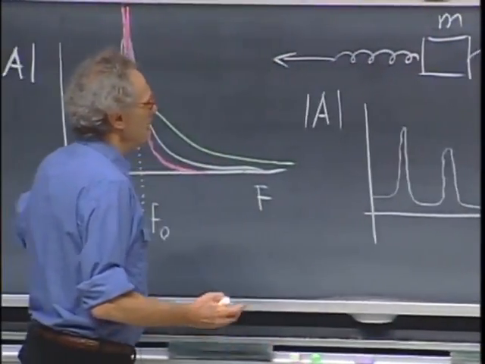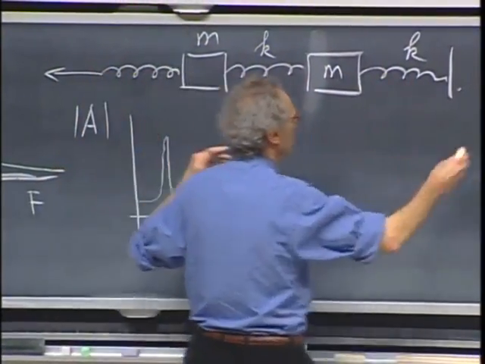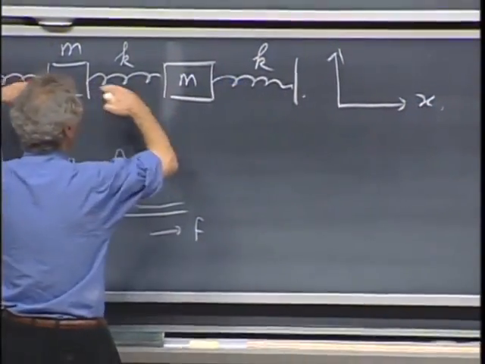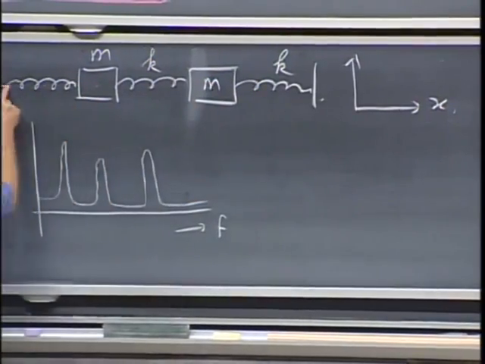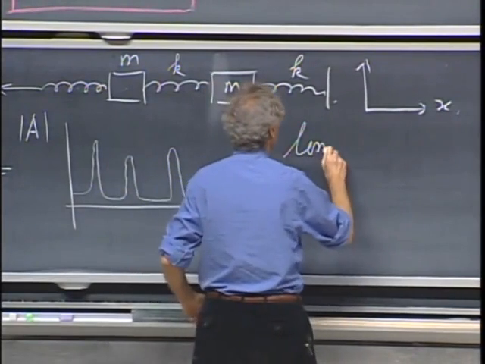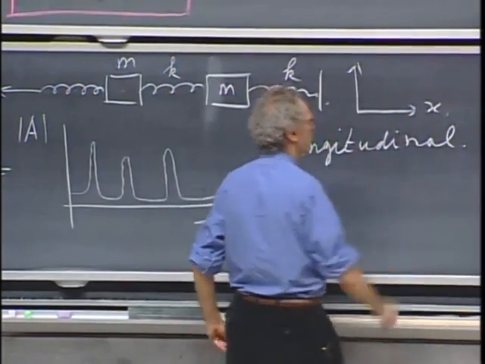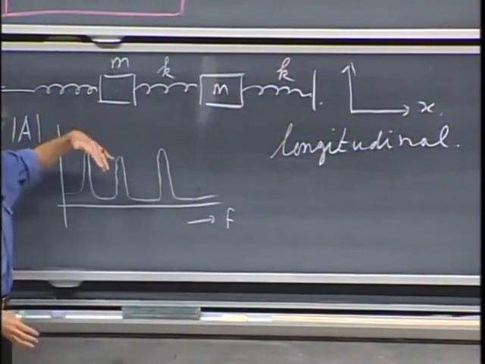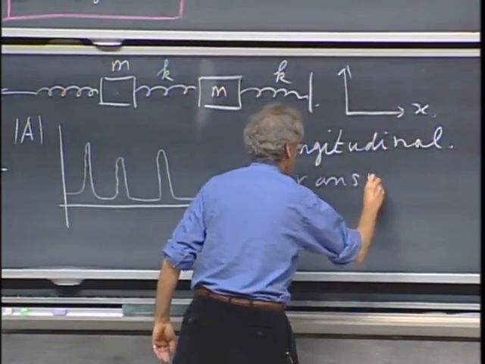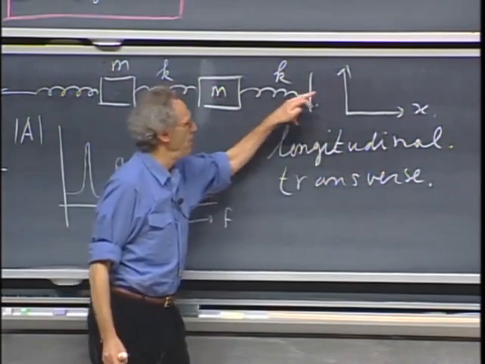In the case here that the objects move in the same direction as the spring, I call this the y direction, and I call this the x direction. So the spring is in the x direction, the beads are in the x direction, and the oscillations are in the x direction. We call those longitudinal oscillations. There is also a way that you can have transverse oscillations, whereby the motion is in the y direction, whereas the beads are in the x direction.